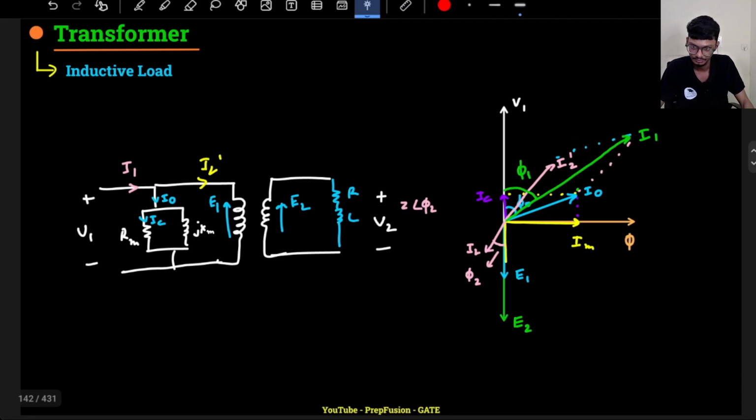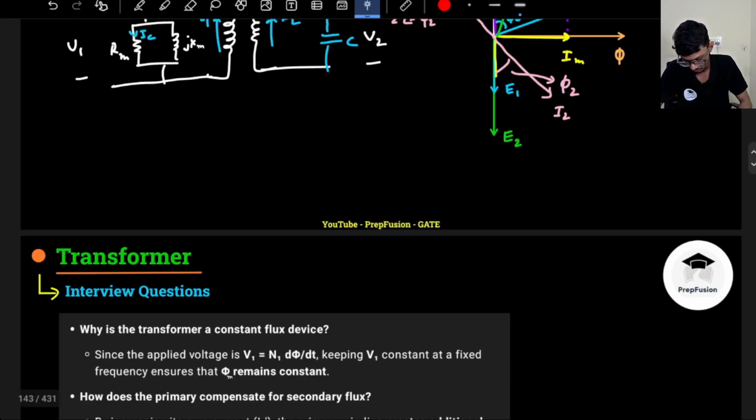These are the basic phasor diagrams you should know, and we are able to plot them. Of course we are not taking into effect the drop. If I take the effect of the drop, things will be more complex, so we don't want to do that. I hope you have understood this question.